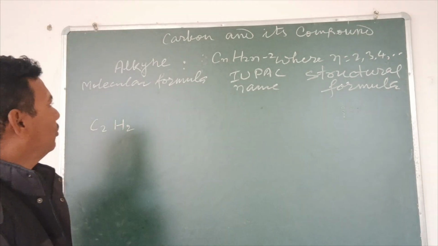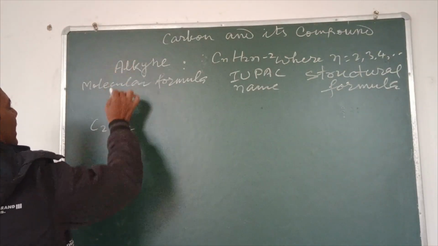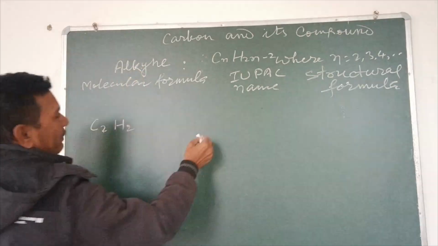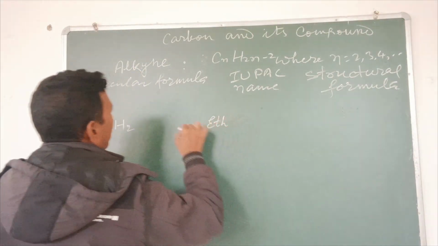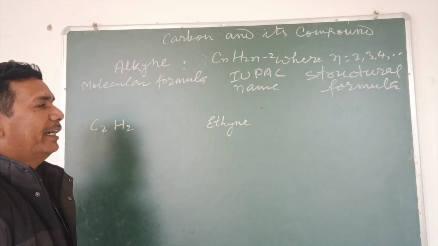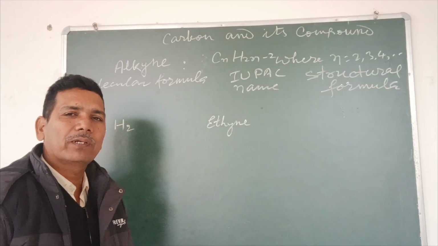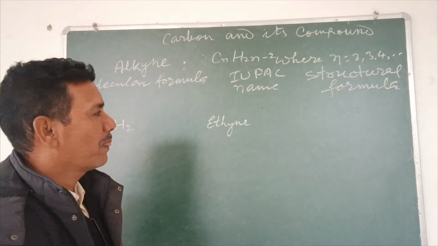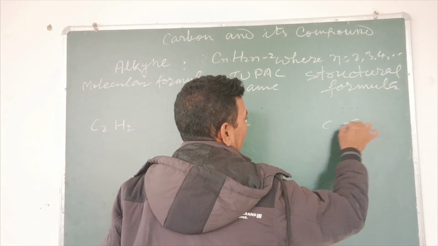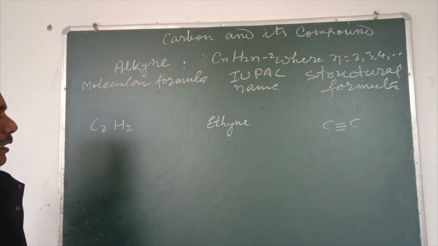This is C2H2, the molecular formula, and for its IUPAC name, the 'eth' prefix is used for 2. So the 'ane' will be replaced by 'yne', read as ethyne. Some other people can read it as ethine. Both are correct. In its structural formula, there is one triple bond between carbon and carbon, and the remaining bonds will be completed by hydrogen.